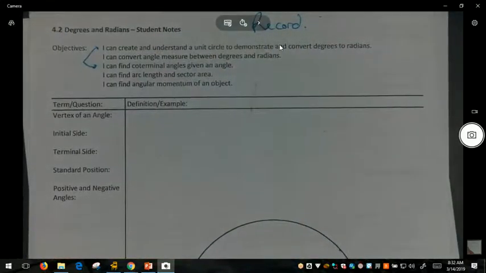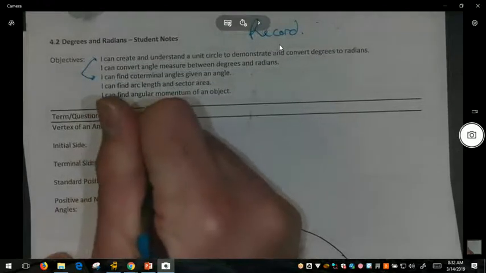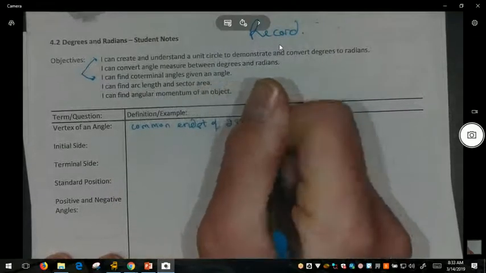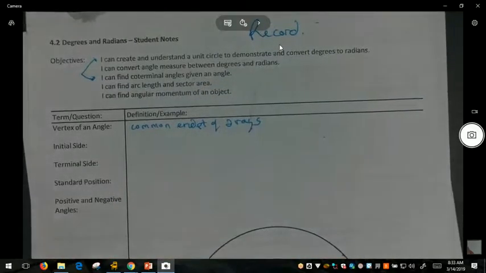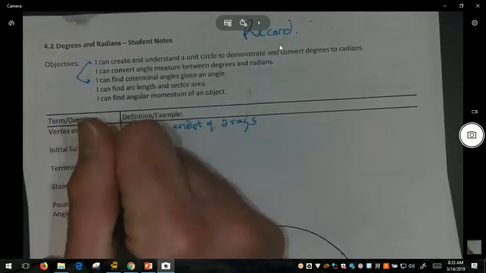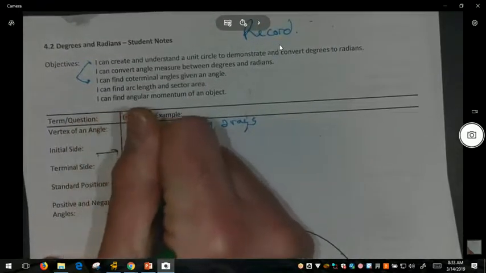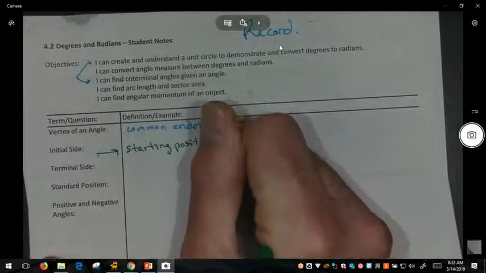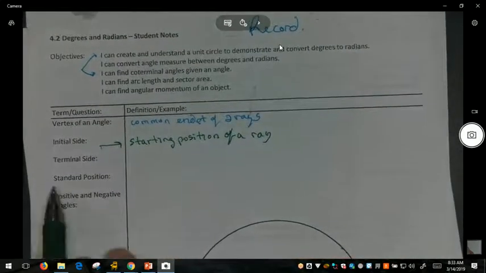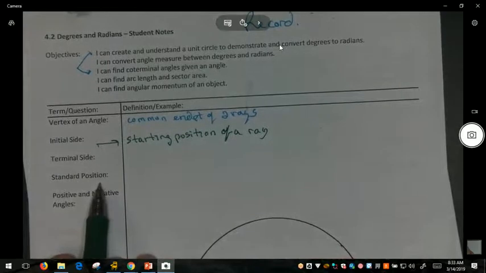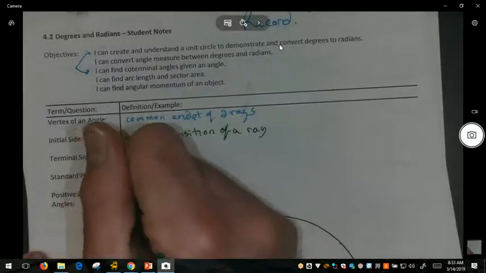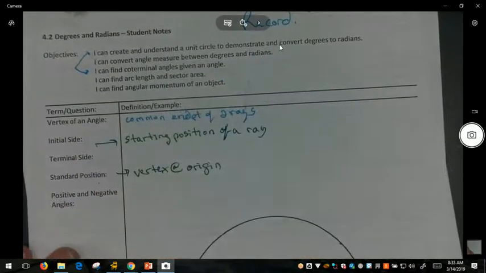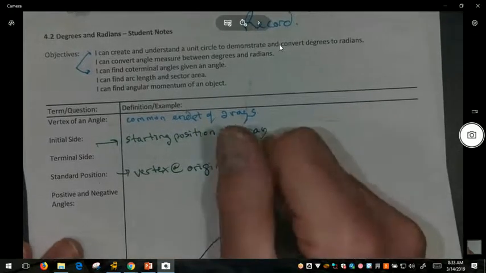The vertex of an angle is the common endpoint of two rays. The initial side is the starting position of a ray. For what you studied in Algebra 2, this was what we call standard position. Standard position is when the vertex is at the origin and the initial ray is on the positive x-axis.